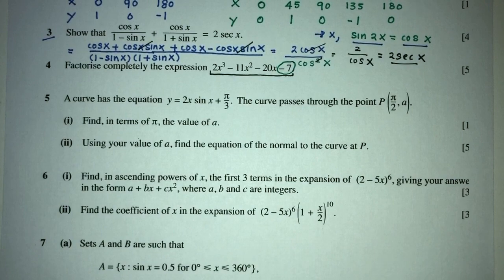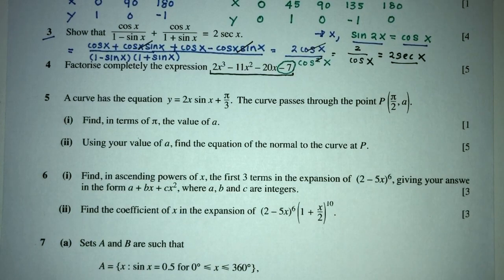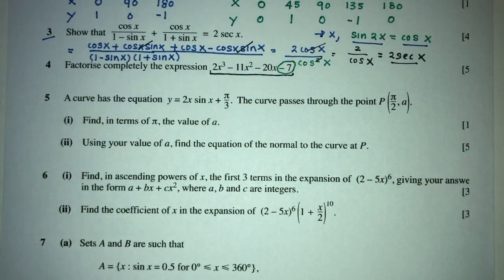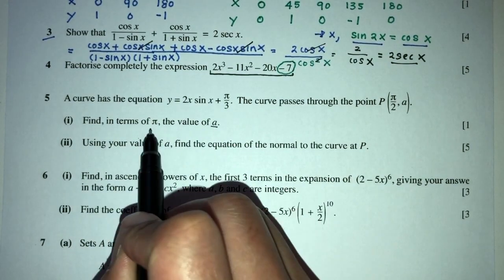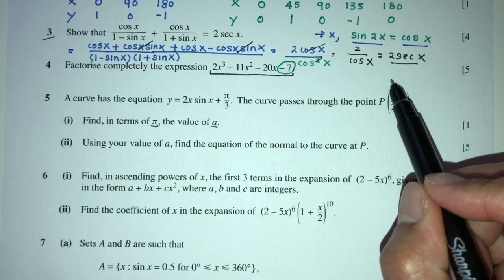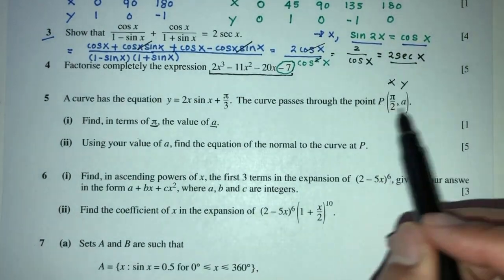So here we have a curve with equation y. The curve passes through the point P. Okay, that is given to you. Good. Question number 1 is we have to find the value of a in terms of this. So pretty easy. When you have a passing point, this is called your x value and your y value. Just replace these values in your main equation.